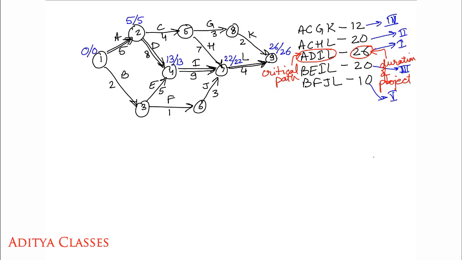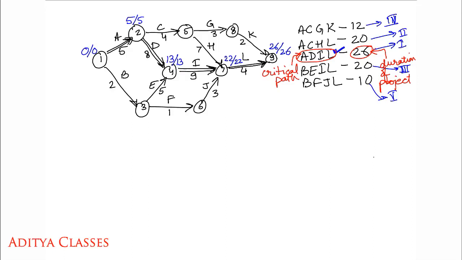So this was a forward pass and a backward pass on my critical path, ADIL. Yes, I am done with the forward and backward pass on ADIL. Now let us start with our second path. We identified that ACHL is the next longest duration, so we'll start with this path. Where is ACHL? Here we see A, C, H and L. Let us start with our forward pass.